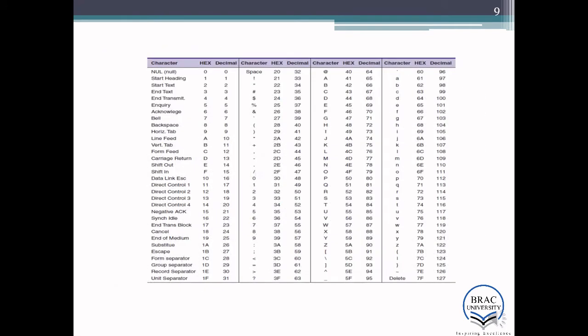This is the example of different types of ASCII codes. Given a character, this is the equivalent hexa number and the equivalent decimal number. So for all the characters, you have the equivalent hexa and decimal number as well.